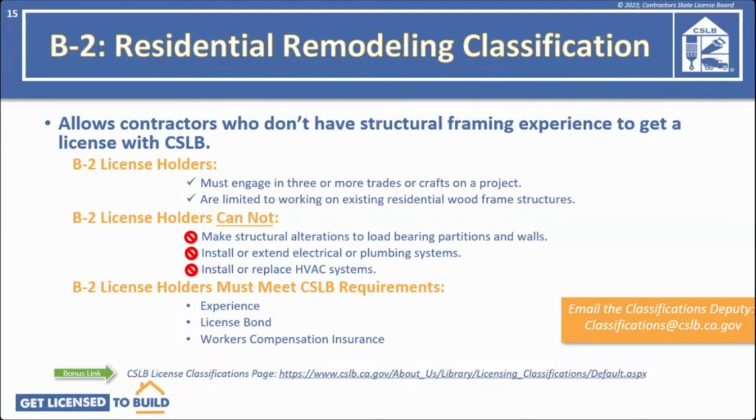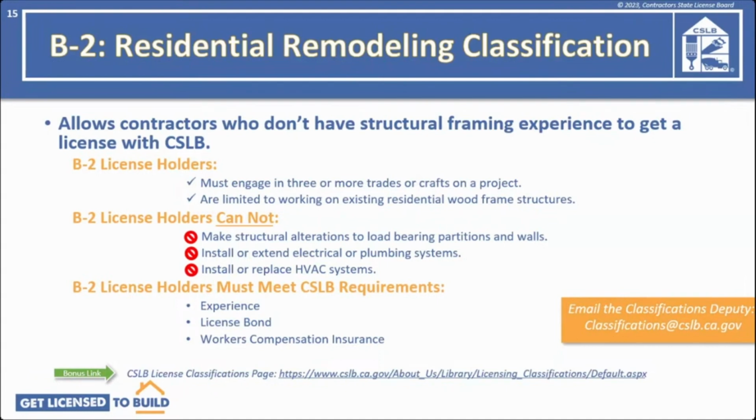B2 licensees also are limited to working on existing residential wood frame structures. There are some things B2 license holders cannot do. They cannot make structural alterations to load-bearing partitions and walls. They cannot install or extend electrical or plumbing systems. They can make modifications to existing systems, for example, install recessed lighting or alter plumbing for 2 shower heads. B2 licensees also cannot install or replace an HVAC system.